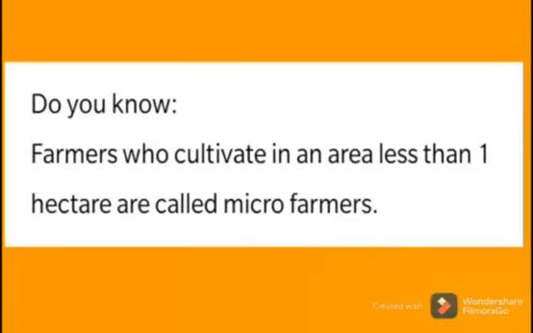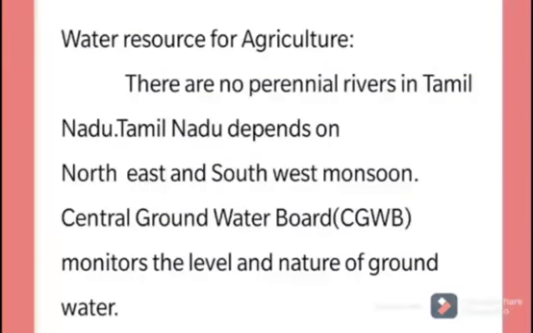Do you know? Farmers who cultivate in an area less than 1 hectare are called micro farmers. Water resource for agriculture. There are no perennial rivers in Tamil Nadu. Perennial means continuing in the same way. Tamil Nadu depends on the northeast and southwest monsoon. Central Ground Water Board. CGWB monitors the level and nature of groundwater.